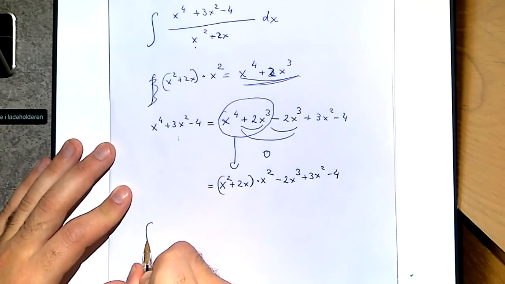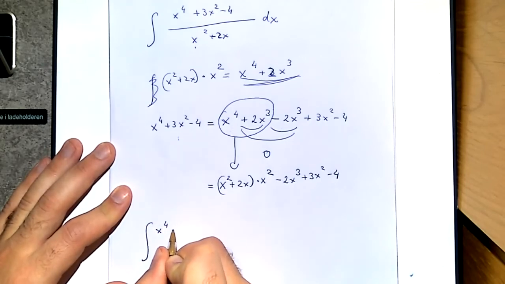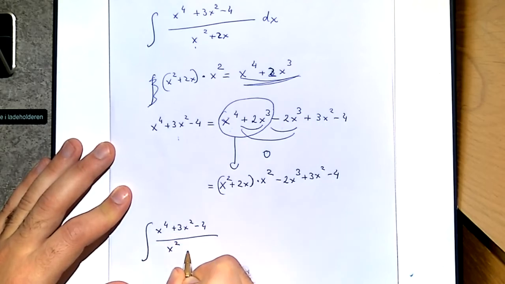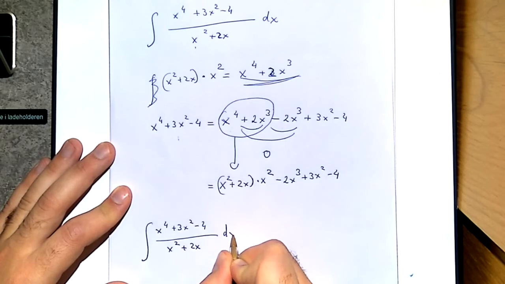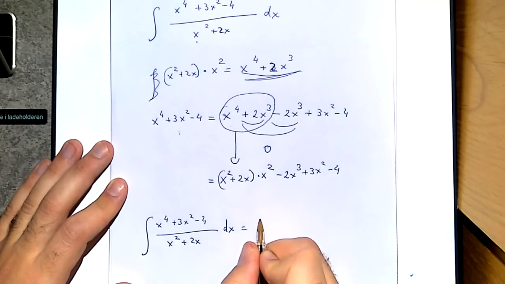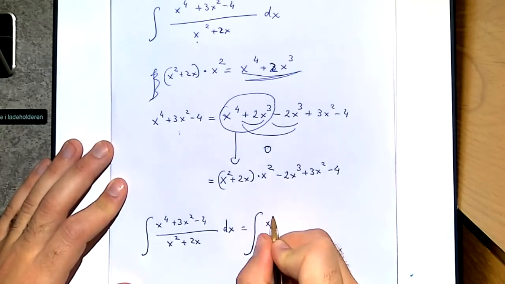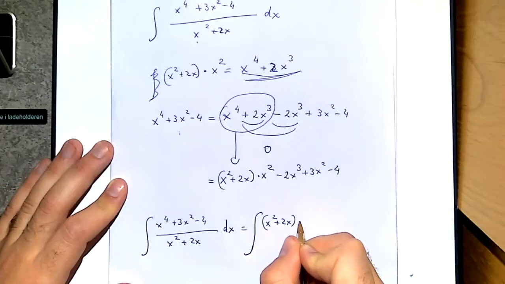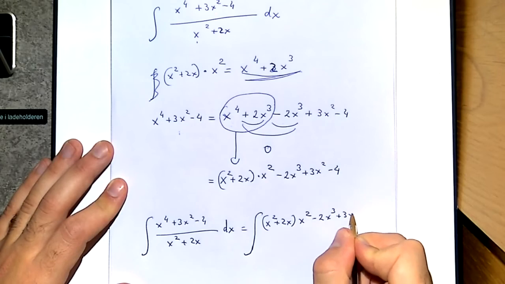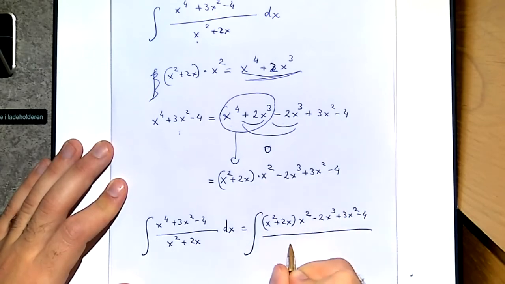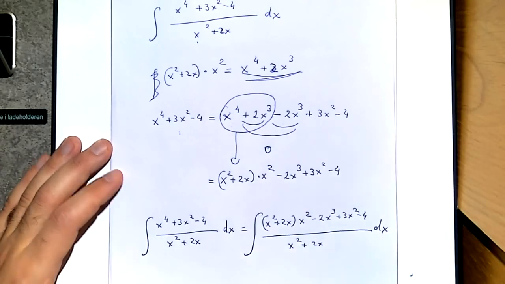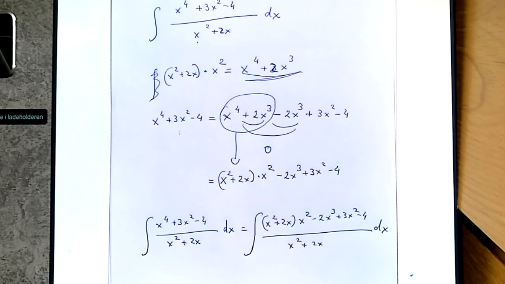Also, if I go back to my integral, I have x to the fourth plus 3x squared minus 4, over x squared plus 2x dx. Right? This is what I had. And now I just replace with what I got here. And I get the integral of x squared plus 2x multiplied by x squared, minus 2x to the third, plus 3x squared minus 4, over x squared plus 2x dx. Okay, I just replaced. Nothing else.